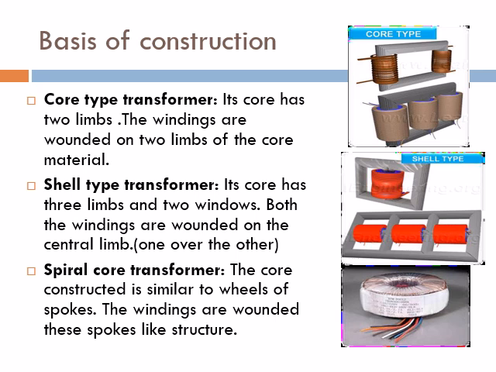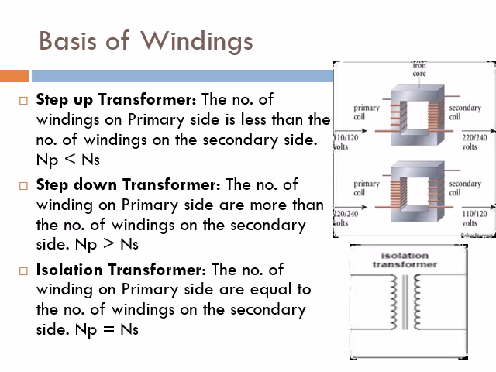In a shell type transformer, it has three limbs which form two windows. The windings are wound only on the central limb, that is the middle one. So this is a shell type transformer. And in the spiral core transformer, the core is constructed similar to the spokes of a wheel, and the windings are wound on these spoke-like structures. So this is on the basis of construction.